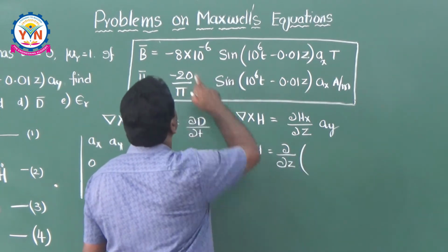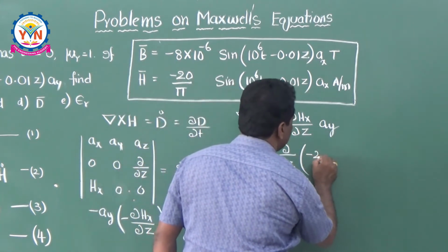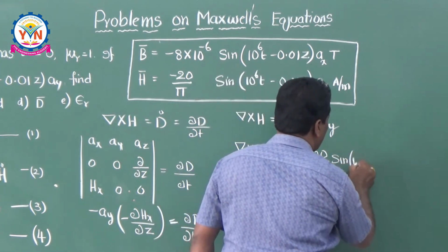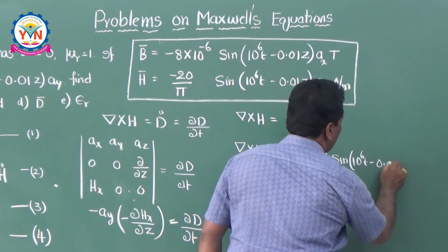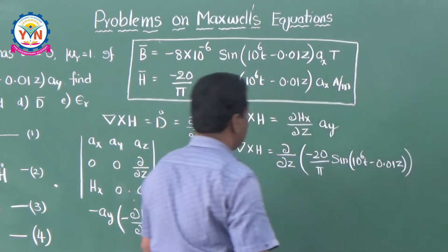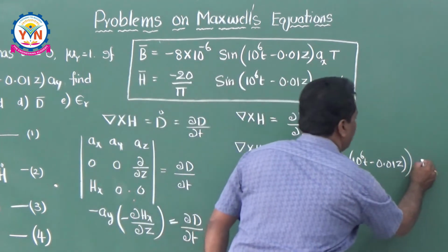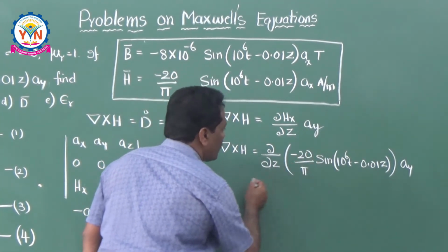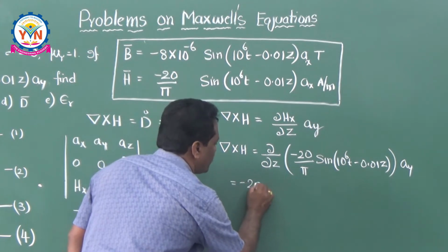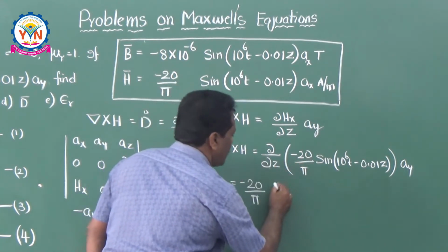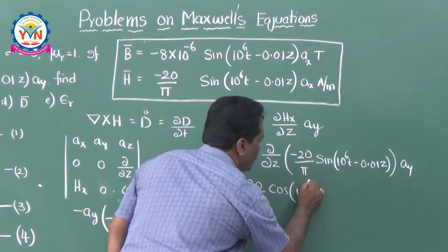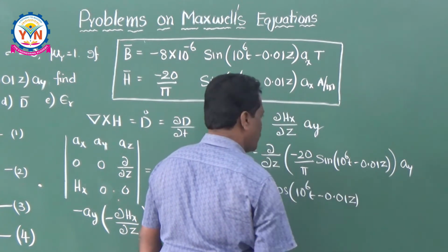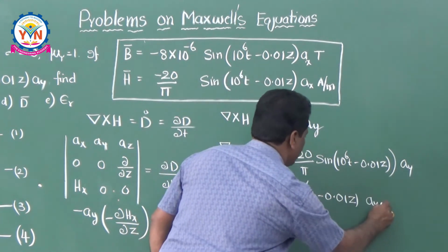Hx is already given here, that is minus 20 by pi sine of 10 to the power of 6t minus 0.01 z. In which direction it is? AY. Now dou by dou z of this one. What is the dou by dou z of this one? You can say this is equal to minus 20 by pi is a constant. Derivative of sine is cos of 10 to the power of 6t minus 0.01 into z in AY.